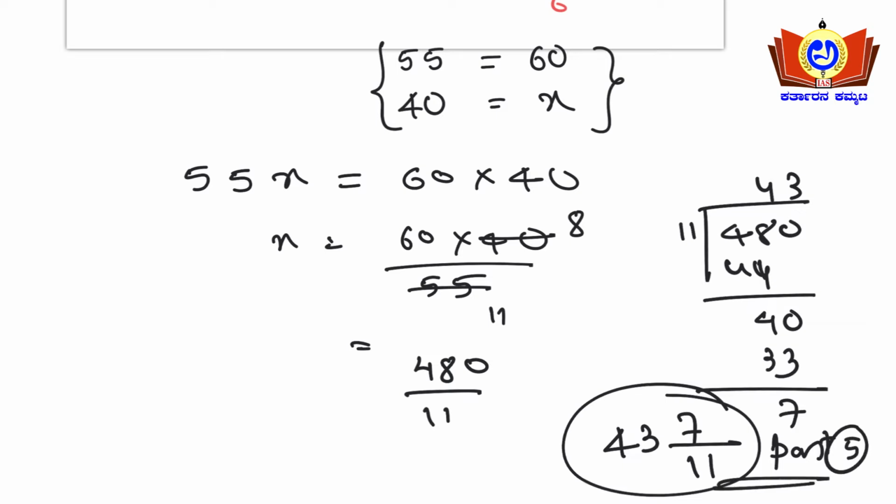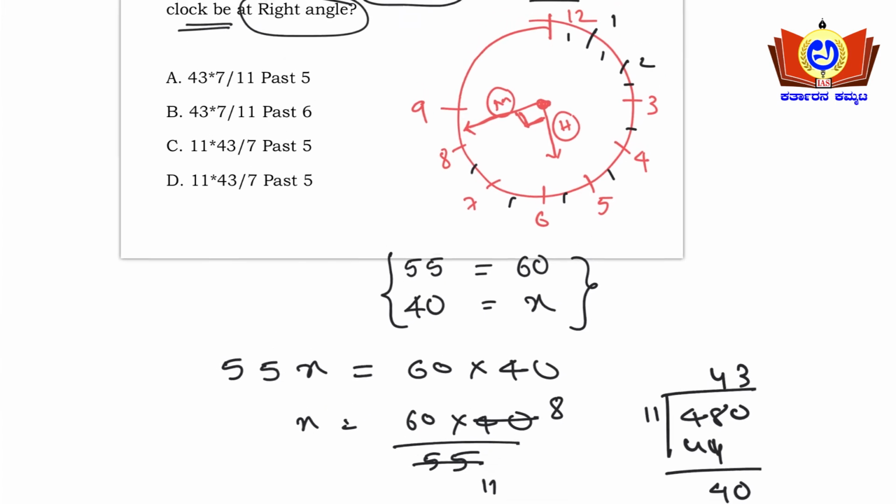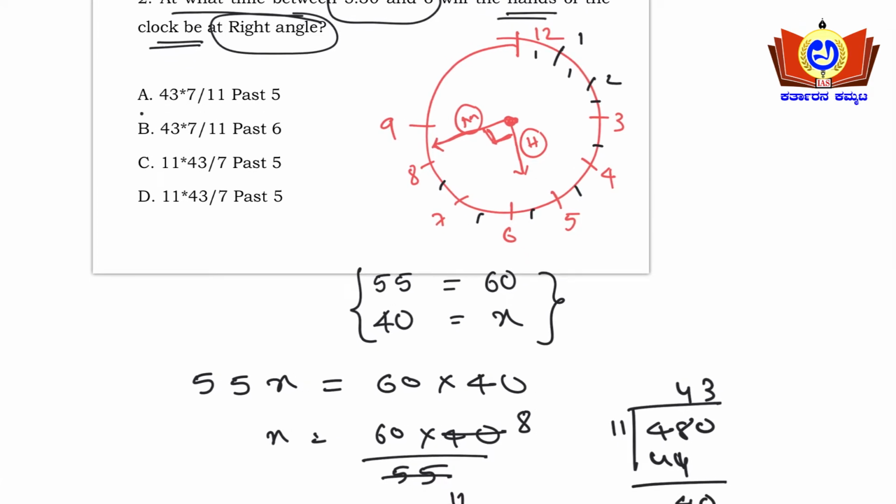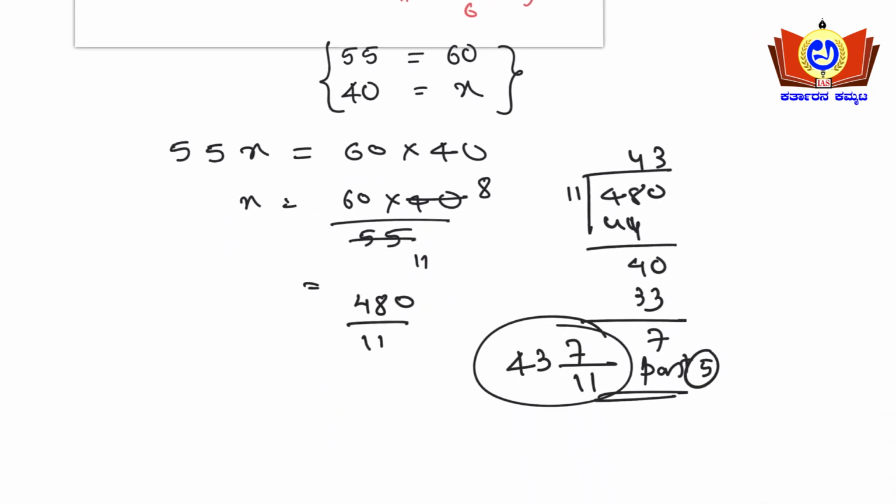Okay, 43 7 by 11 past 5. Option A is the right answer here.